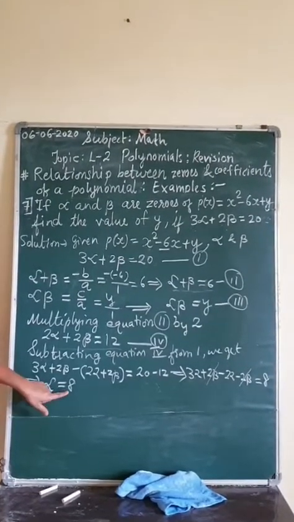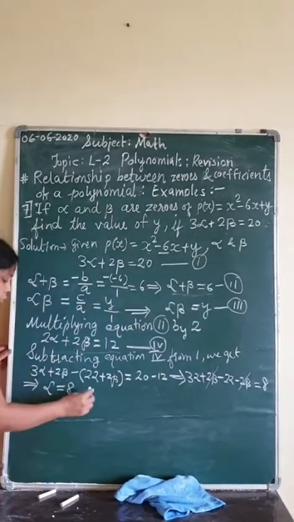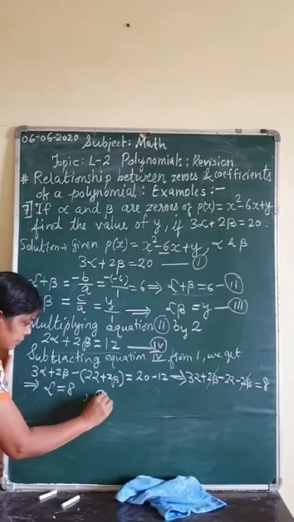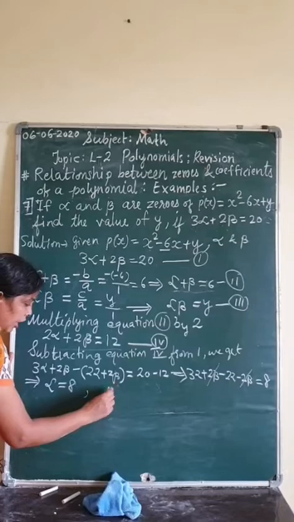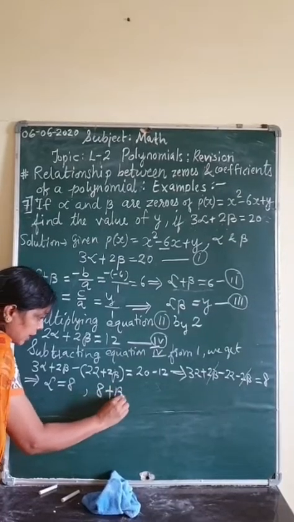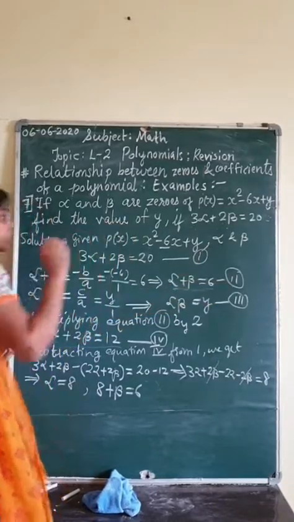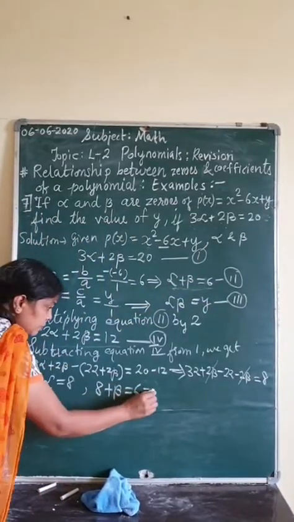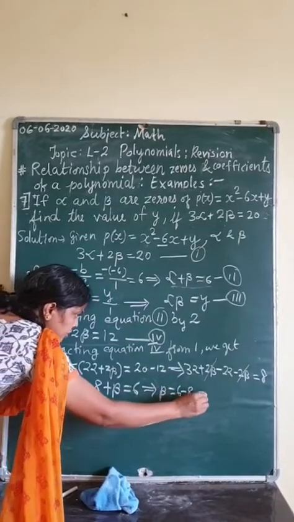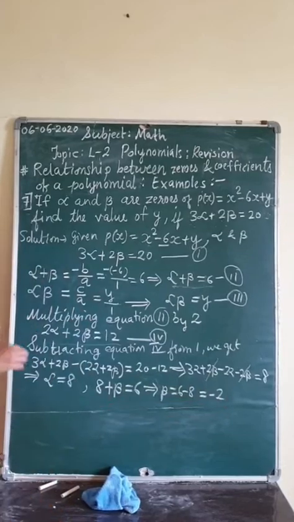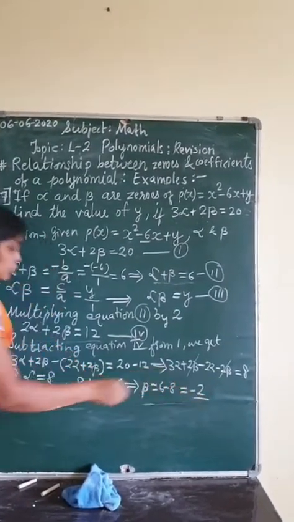Now here we get alpha is equal to 8, which we are putting in equation 1, and so we get beta. Alpha as 8 plus beta is equal to 6, which is by putting in equation 2. So that gives us beta's value as 6 minus 8, which is minus 2. So here we get the value of alpha as 8 and beta as minus 2.